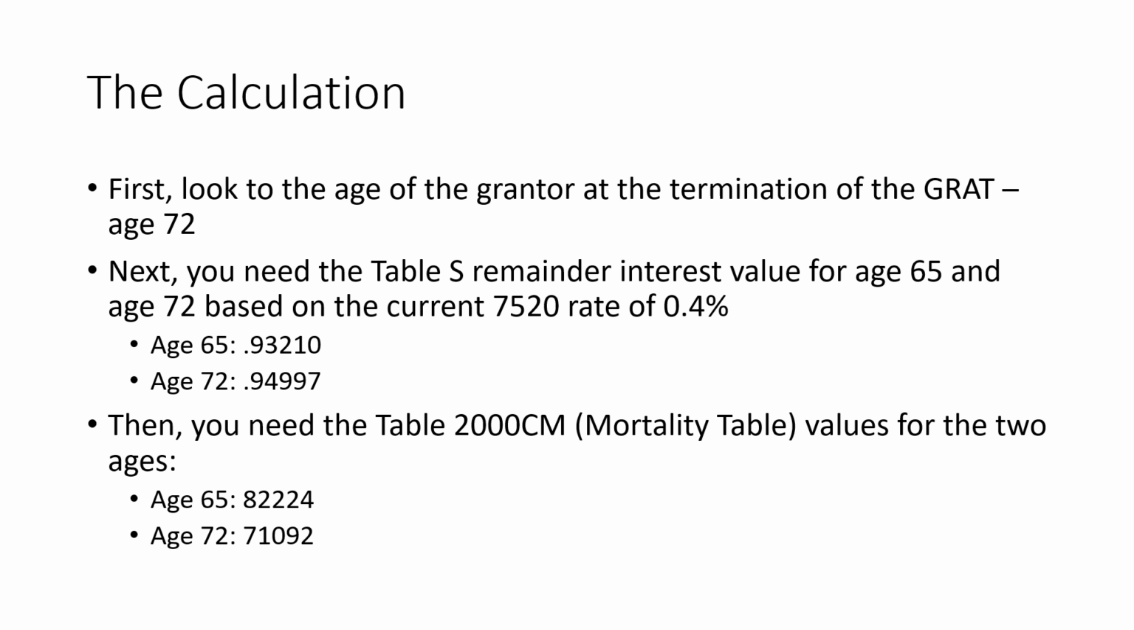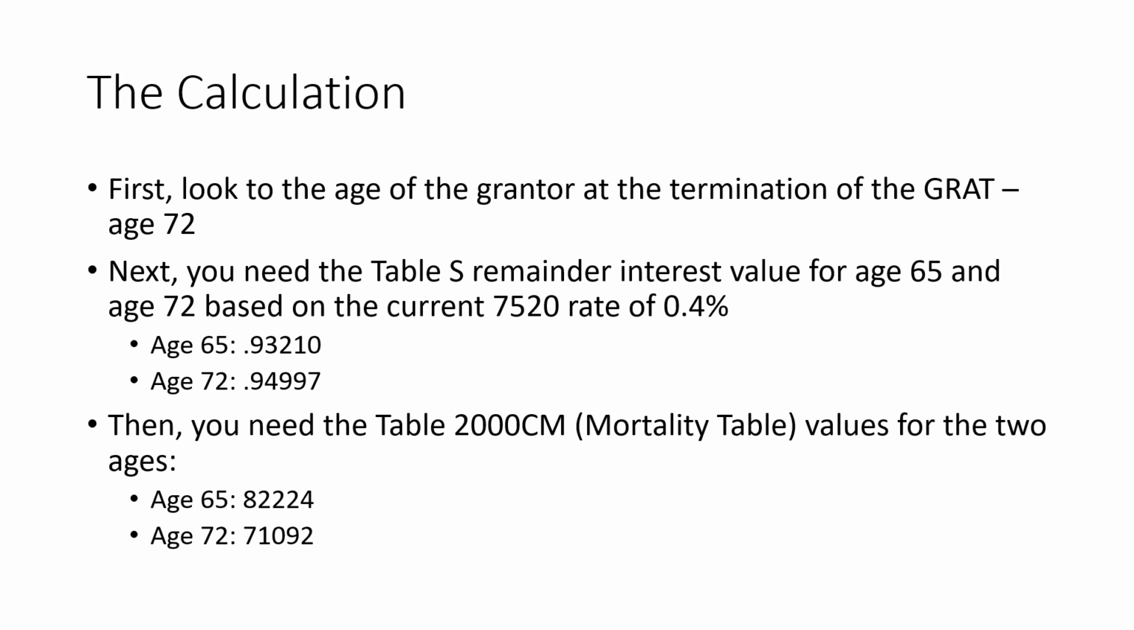So typically with any sort of a calculation based on age, you're going to use the table S values that are based on a term of years type of calculation. So we're going to find those for age 65 and age 72 based on the current 7520 rate of 0.4%. I've included those amounts here for reference.